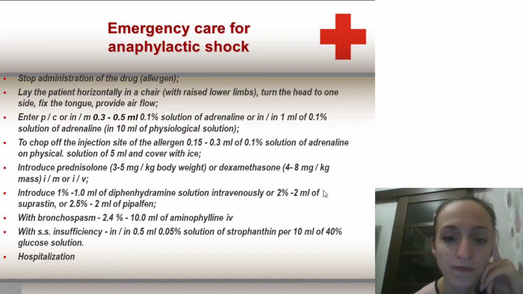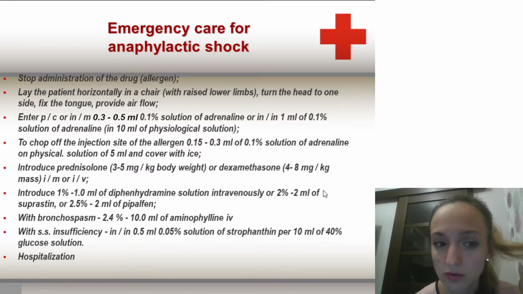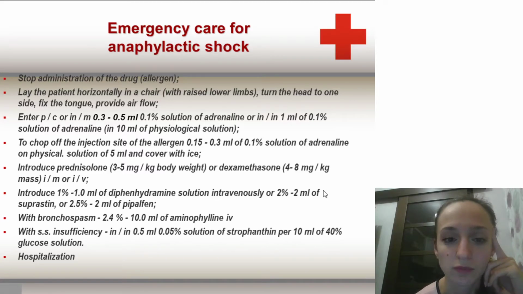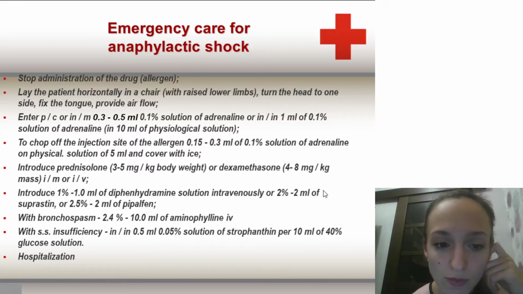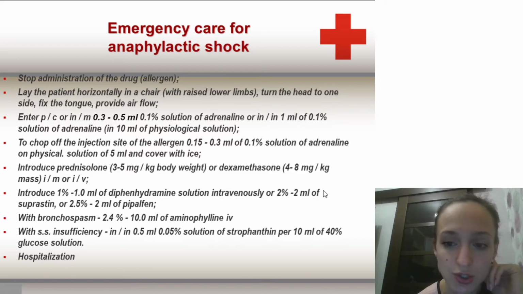We should enter per os or intramuscularly a solution of adrenaline, or adrenaline with physiological solution. Infiltrate the injection site of the allergen with a solution of adrenaline or physiological solution, 5 milliliters, and cover with ice. Introduce prednisolone, from 3 to 5 milligrams per kilogram body weight.